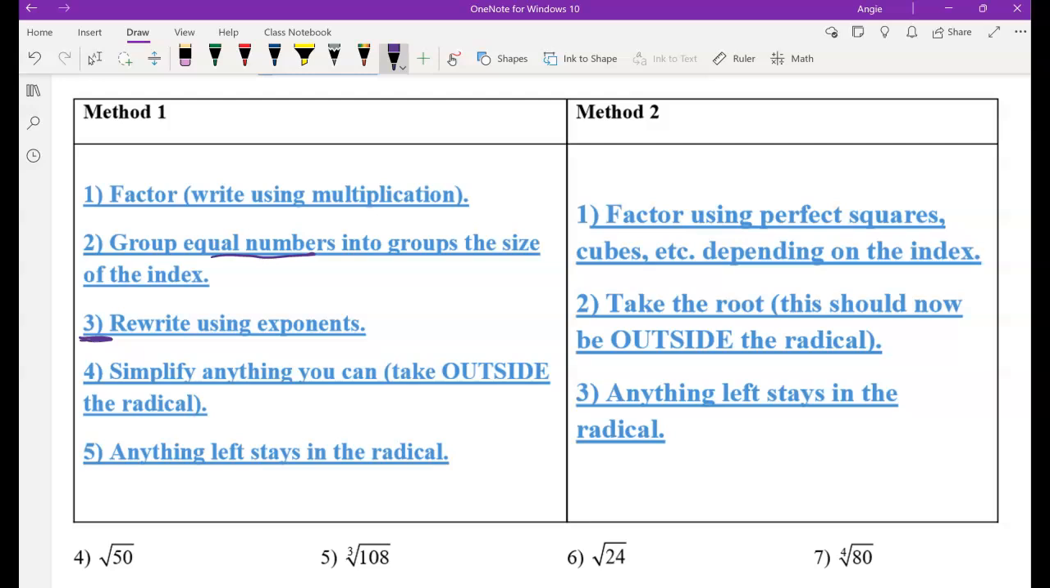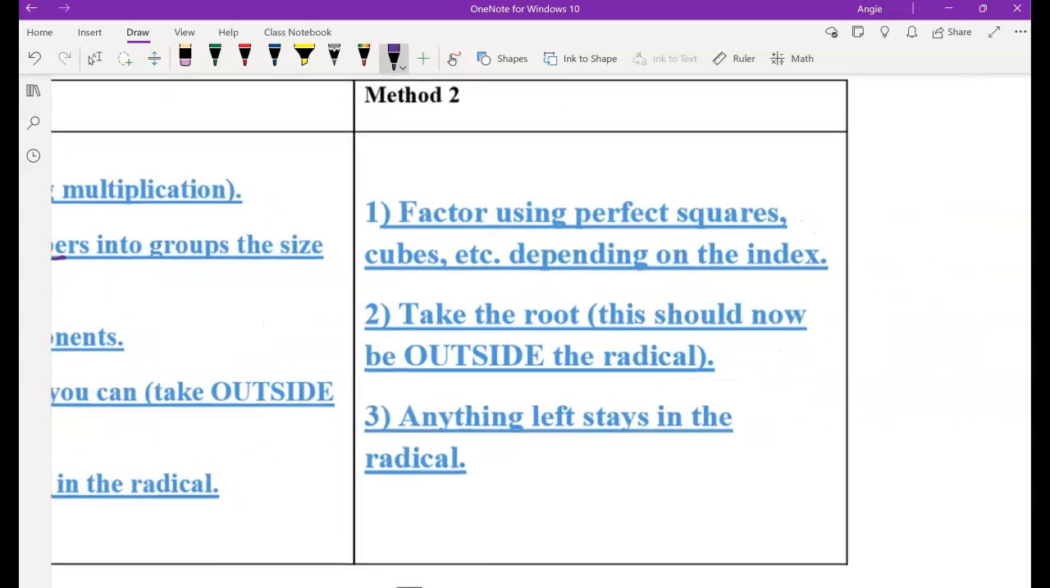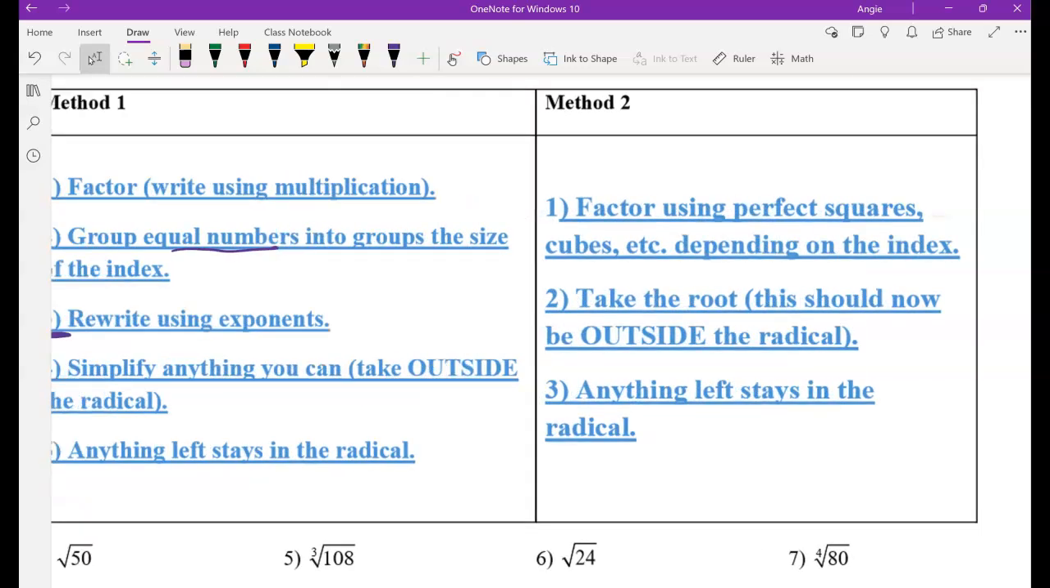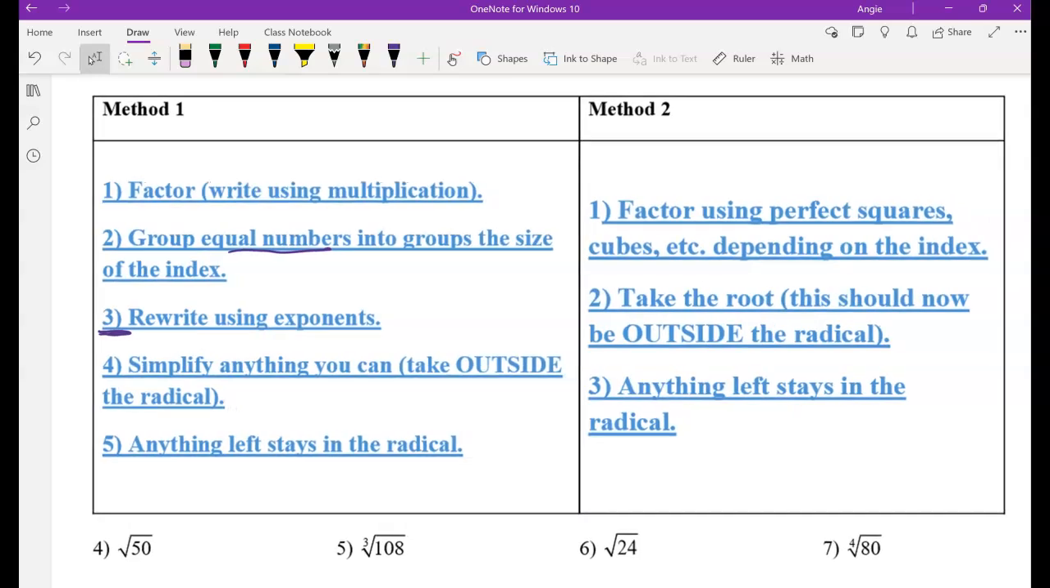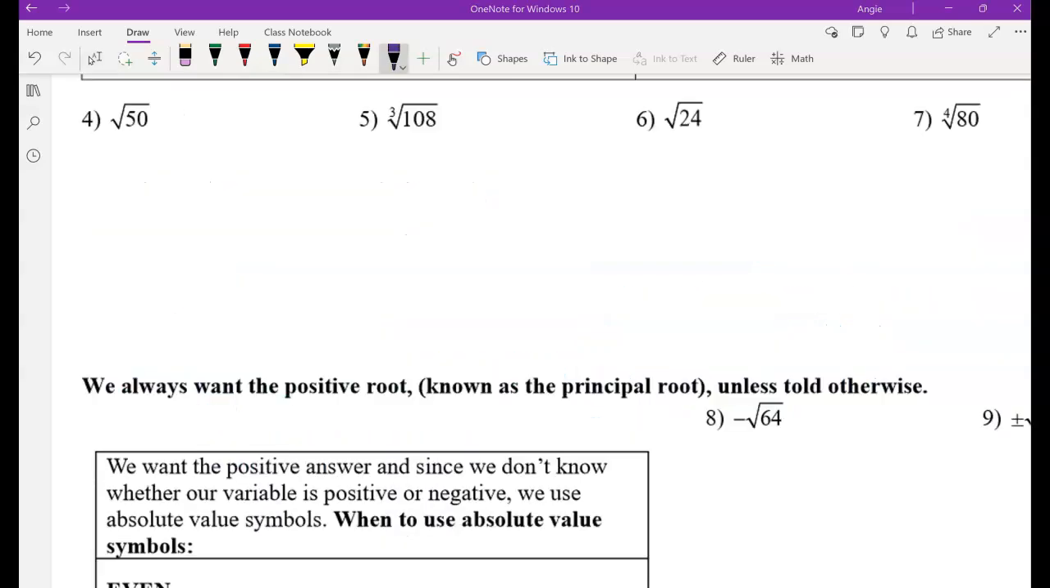Now method number 2 is going to say factor using perfect squares. So if I say square root of 9, we should know that should be 3. Or if we say cube root of 64, guys, that's going to be 4. Step number 2, take the root. This should now be outside. Whatever is left is going to be on the inside of the radical sign. So that's step number 3. So take a minute to copy these down. Remember, there are 2 ways to simplify these.